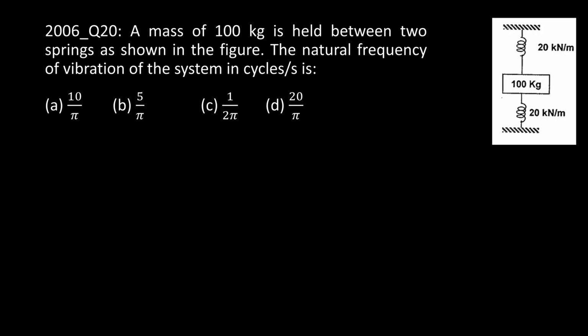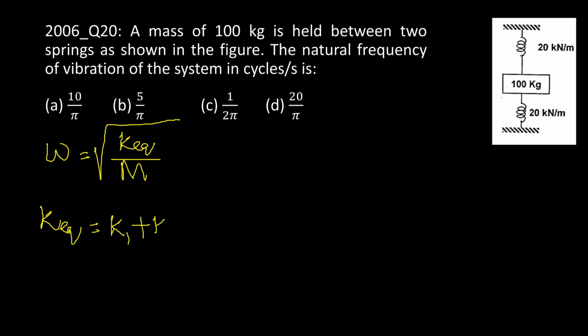Let's have a look at this question. A mass of 100 kg is held between two springs as shown in the figure. The natural frequency of the system in cycles per second is. The angular frequency omega is defined as square root of K equivalent over mass m. Here equivalent stiffness of the system K is equal to K1 plus K2 because the given system is parallel arrangement of spring mass system.